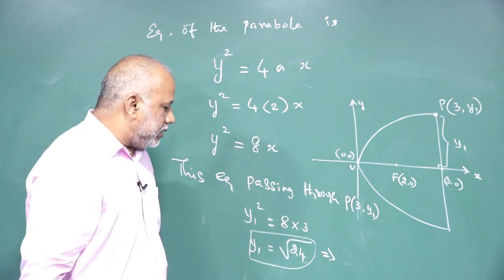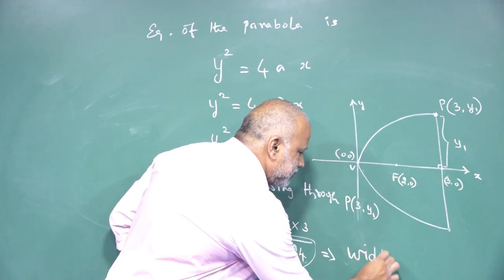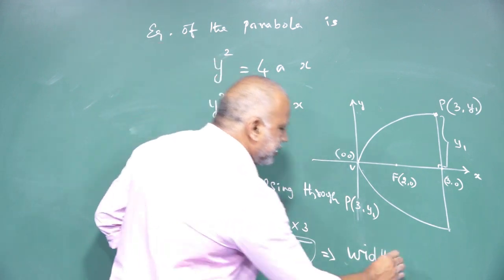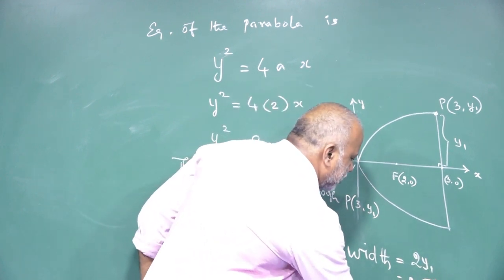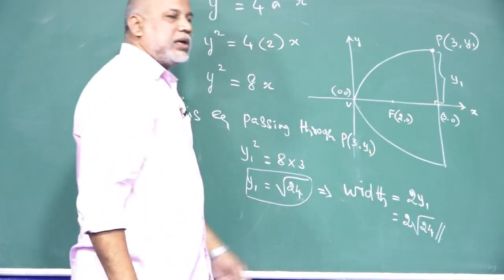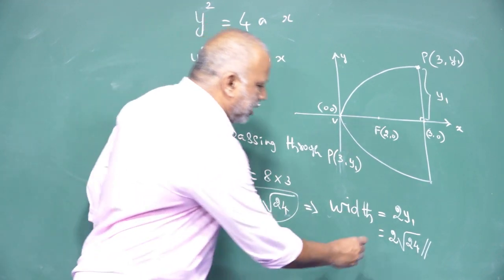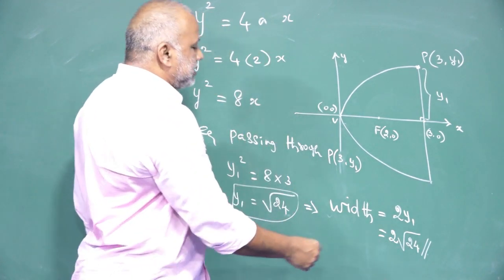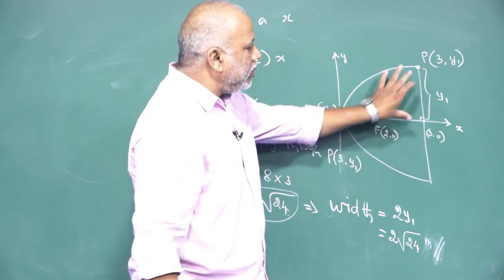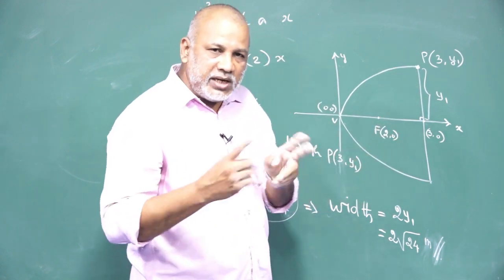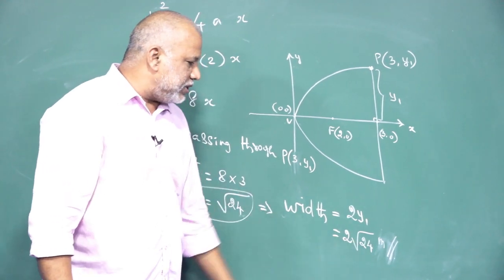See, y1 equal to root of 24. We need the width. Here the width equal to 2 times y1, that means 2 times root of 24. Or you can split 24 as per the simplification, and work it out, taking the units, in meters. So this is the y1 we worked out. Here we need 2 times, so the width equal to 2 times y1, so 2 times root of 24.